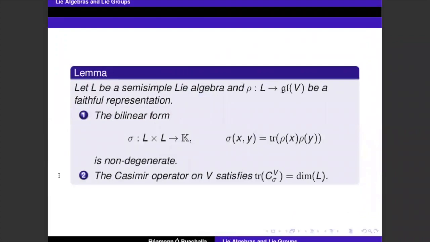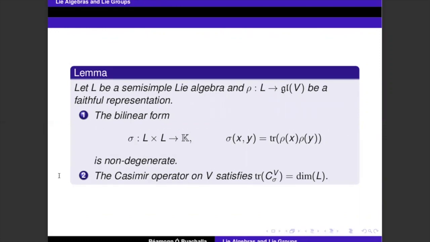Now, let's look at a further property of the Casimir under some assumptions. So now we assume that L is a semi-simple Lie algebra. We didn't assume this before. And we want L to have a faithful representation. Then the bilinear form, sigma, from L cross L to K, given by the representation as usual, is the same trick we've been using all along to construct bilinear forms from representations, just by taking the trace of the product of the two things. This is non-degenerate.